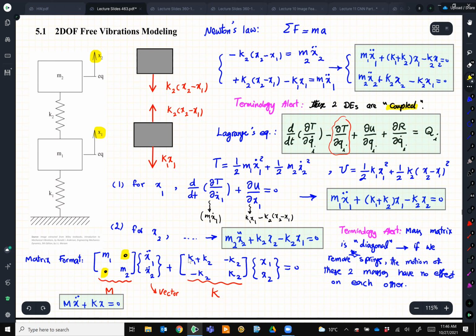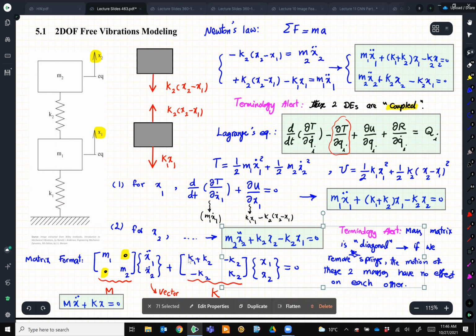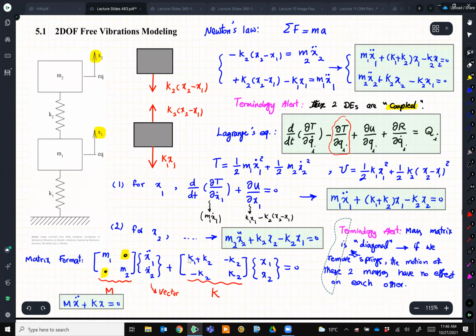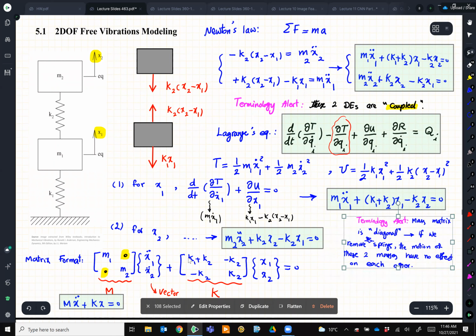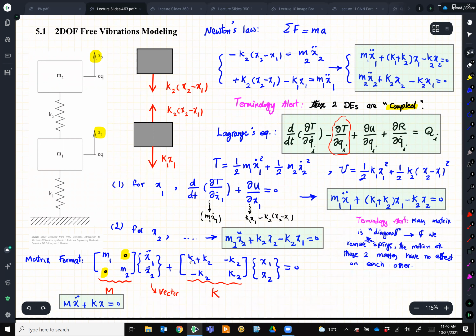So is it diagonal? No, it's not. So again, we say, let me make this thing small. I need more room here. Next time I should create 2 slides for this one. Not a good estimation. So that's one thing.